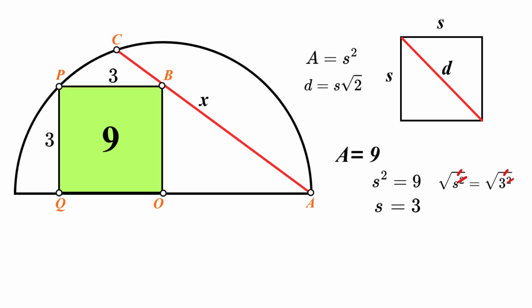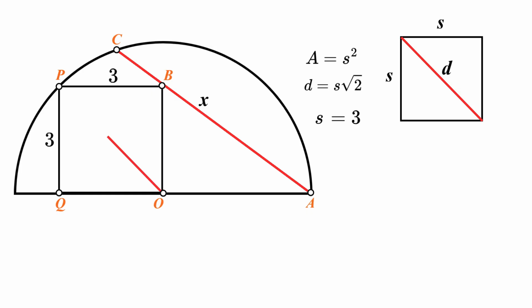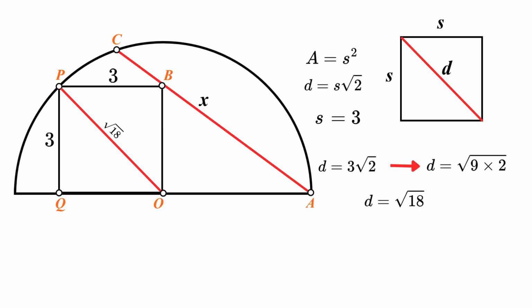Next, let's calculate the length of the diagonal OP. If we substitute the value for the side, we get that this diagonal equals 3 times the square root of 2, which equals the square root of 18. And we are going to implement this into the sketch. Now, take a look at the diagonal OP. It goes from the center of the circle all the way to the edge of the semicircle. So, this diagonal must represent the radius of the circle.